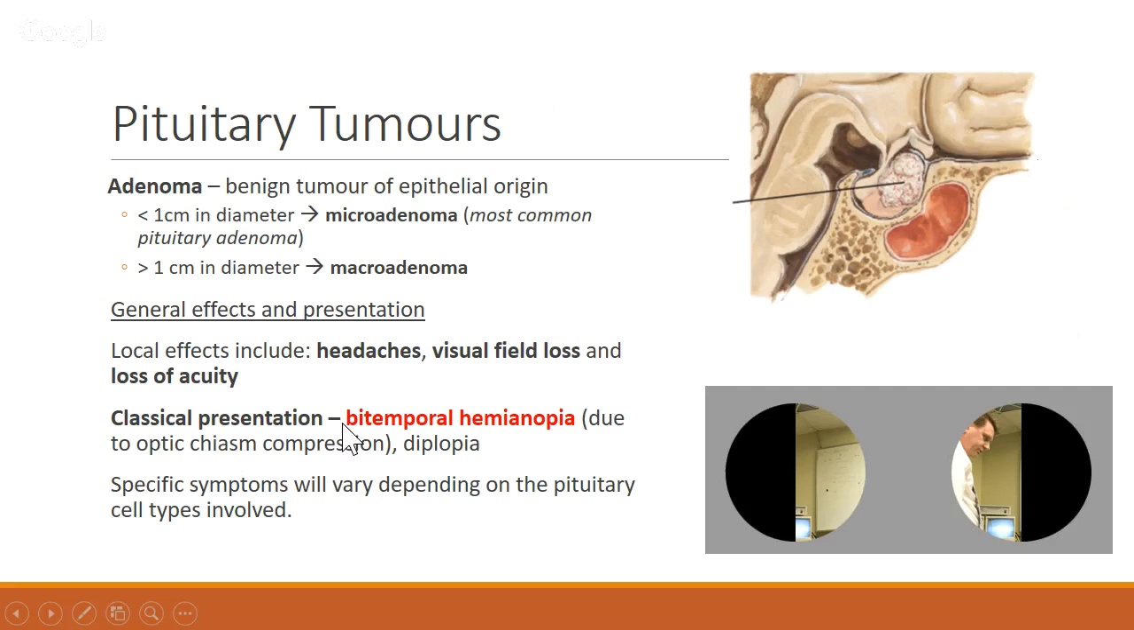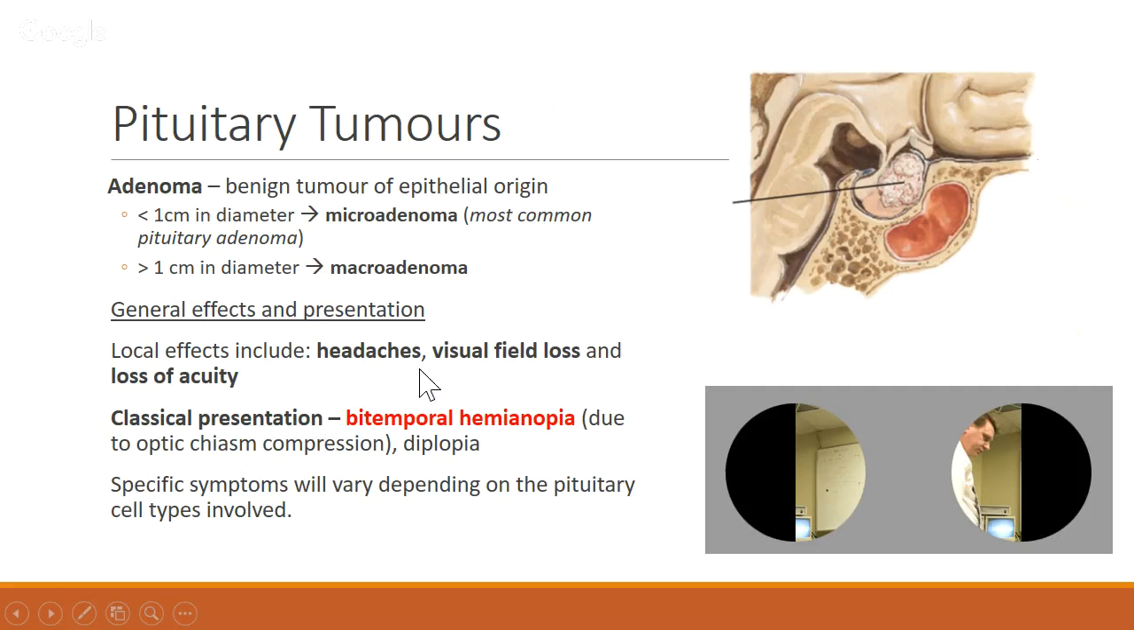So the classical presentation is bitemporal hemianopia. Have you guys heard that word before? Okay, so it's all in the name. This means loss of peripheral vision, and this is what a person might see. You can see the medial half, but not the lateral halves of the visual fields. Bitemporal, so on both sides, temporal is like your temples, so on your lateral side, as opposed to your nasal fields, which are on your medial side. Hemi, half of visual field, and anopia means loss of sight. So loss of peripheral vision.